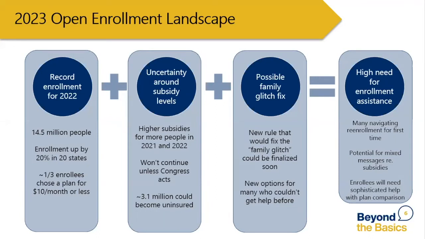Thirdly, a possible family glitch fix. The Treasury Department proposed a rule this spring that would fix the family glitch. It would be finalized before open enrollment begins. And if it's finalized as proposed, this means more people would be eligible for subsidies for marketplace coverage. It will be incredibly important to find these households, notify them of the changes, and help them explore their new options. So all of these factors together underscore just how important enrollment assistance will be this fall.